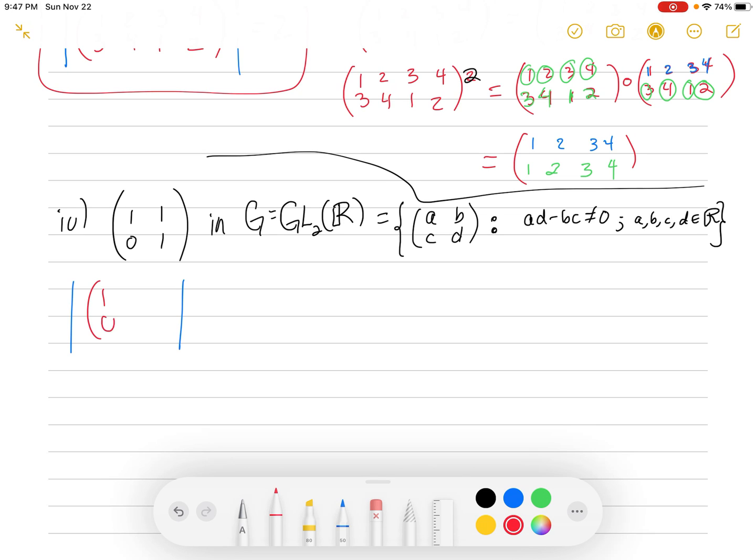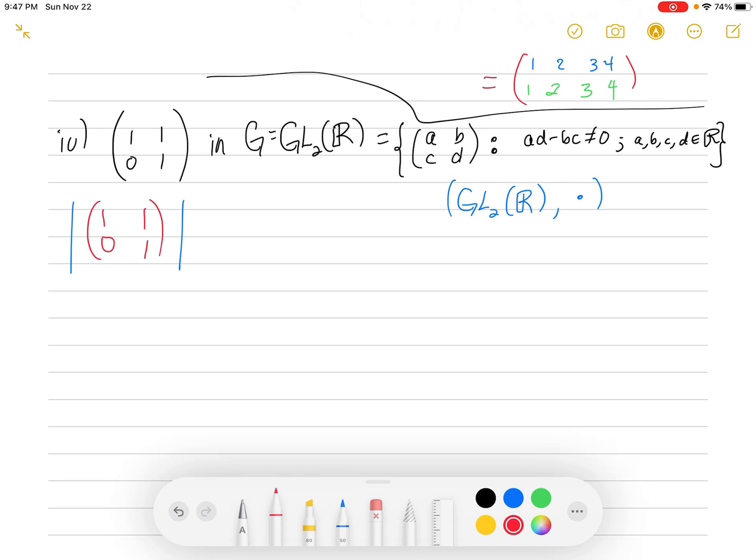Don't think of this as a permutation, just think of this as a matrix. Remember, the operation is matrix multiplication. So here I'm looking at GL2 of R, and I'll just put a little dot. That means matrix multiplication.